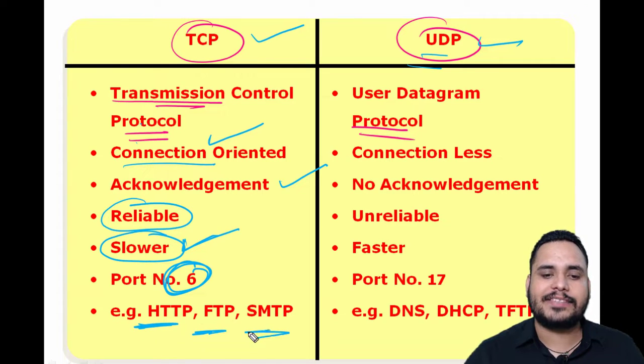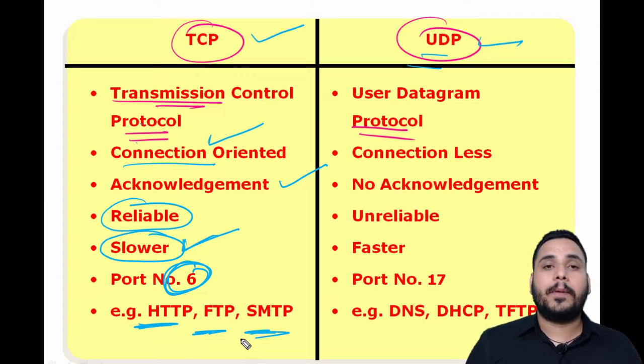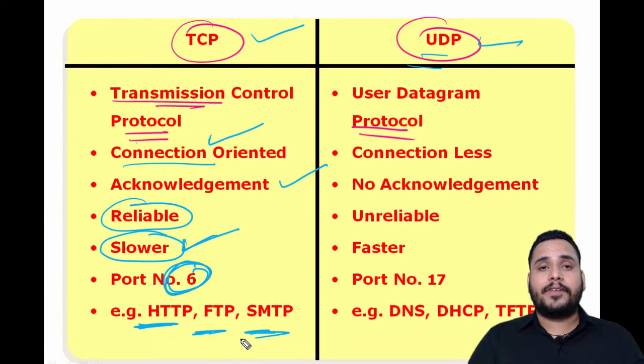are HTTP, FTP and SMTP. HTTP is used to provide web server connectivity, FTP is file transfer protocol, and SMTP is used to transfer mails.